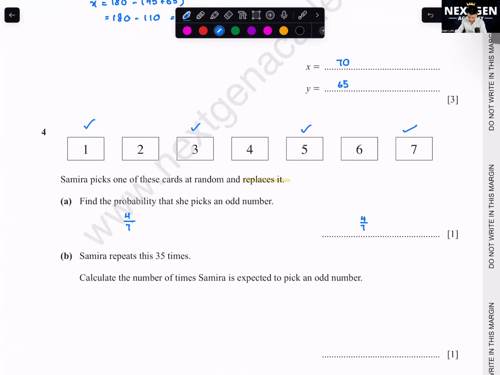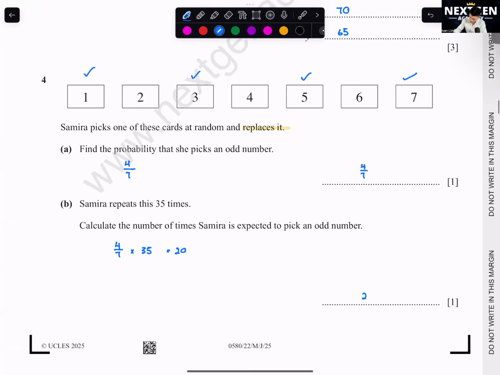Samira repeats this 35 times. Calculate the number of times Samira is expected to pick an odd number. So here we get 4 over 7 multiplied by 35. I will simplify this. 1, 5, 20. I better write this later, cannot see. 7, 35. Okay, 20. Let's go to the next one.